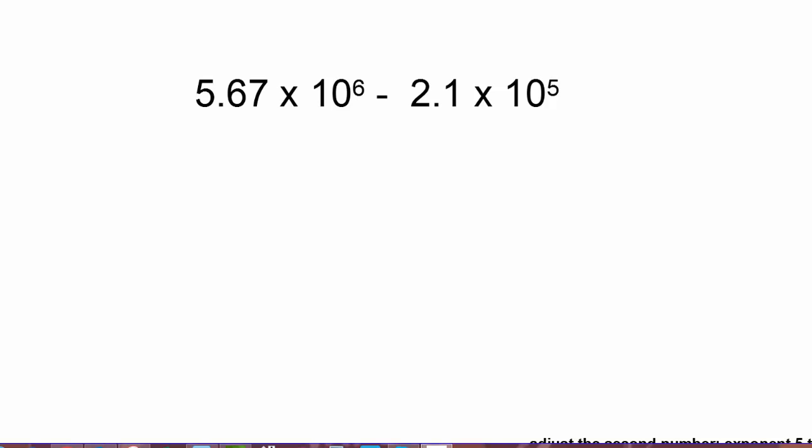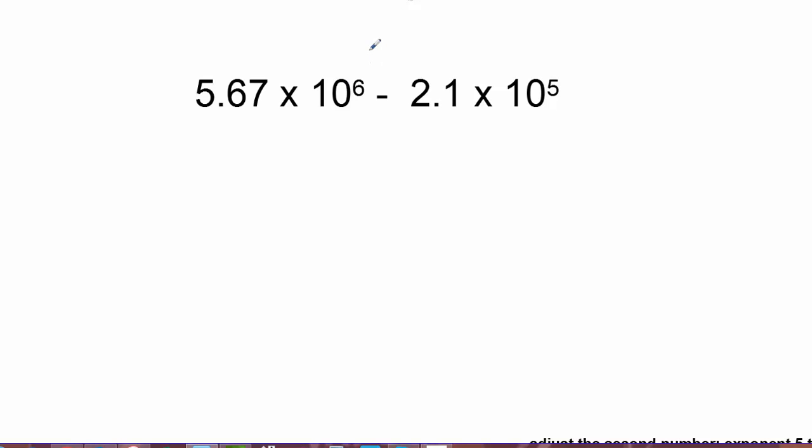So in this case, I can't subtract 2.1 from 5.67 until I've got those numbers written as like terms. In other words, I need the exponents on the 10 to be the same. This is okay. This is a quick fix. We just simply have to choose one number to adjust, and we're going to adjust the exponent so that it matches the exponent of the other number. It's actually okay to adjust either one of these exponents. There's not a wrong way to do it.